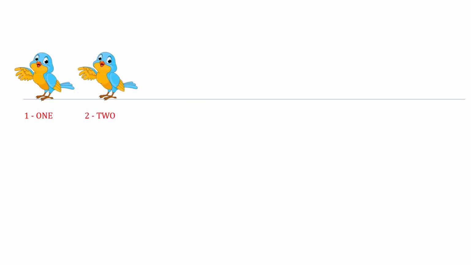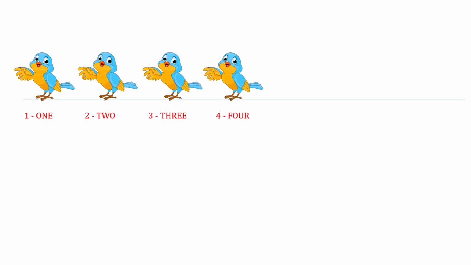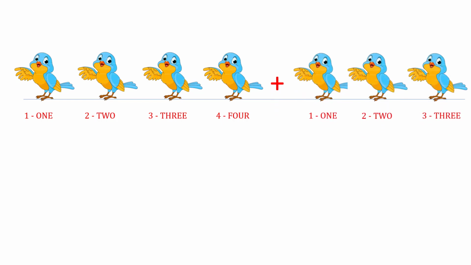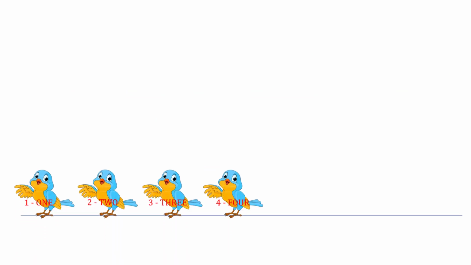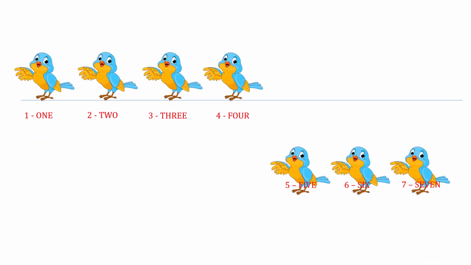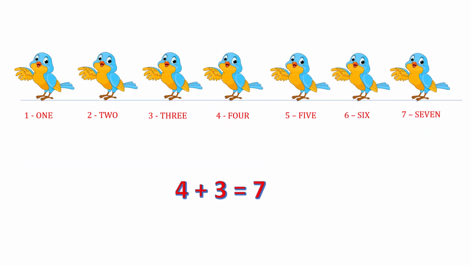Let's see one more example. Imagine some birds on a wire. Let's see how many birds are there on the wire first. Count with me. 1, 2, 3, 4. There were 4 birds on a wire and then 3 more birds flew in. So, how many birds do we have now? Let's see. We have 4 plus 3, that is 7 birds. See, 4 plus 3 equals 7.